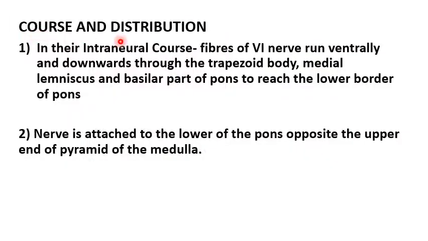Now, the course and distribution of the sixth cranial nerve. In their intraneural course, the fibers of the sixth cranial nerve run ventrally and downwards through the trapezoid body, medial lemniscus, and the basilar part of the pons to reach the lower border of the pons. Now, the nerve is attached to the lower border of the pons opposite the upper end of the pyramid of the medulla.